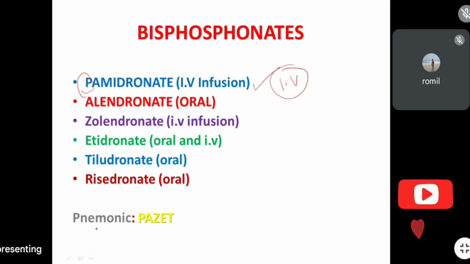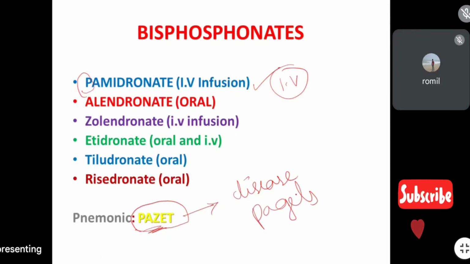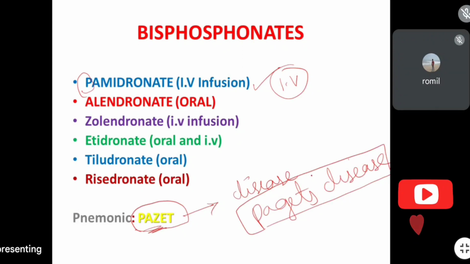Just try to remember all these examples with a simple mnemonic, PASET. PASET is the term usually used for a disease called Paget's disease, P-A-G-E-T-S. Paget's disease is a bone disorder where bones are degraded due to some autoimmunity or some factors. We don't have an exact cause for Paget's disease, but it is a bone degradation disorder. So in Paget's disease, commonly we can use bisphosphonates, right? Because in Paget's disease, bone is getting destroyed. So just try to remember this mnemonic. With this mnemonic, you can remember these drugs.